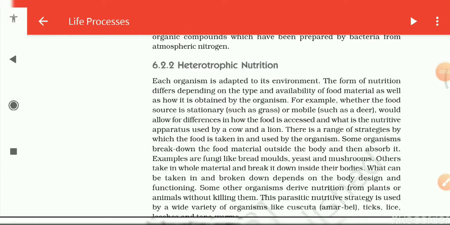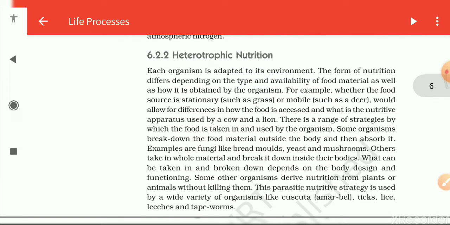Let's continue our chapter Life Process of Class 10th NCERT Science. This is the seventh part of this chapter, and in this video I will explain heterotrophic nutrition. Students, first of all I want to give a definition of heterotrophic nutrition. Heterotrophic nutrition is that mode of nutrition in which organisms cannot make their own food. It always depends upon others for their food. That is called heterotrophic nutrition.